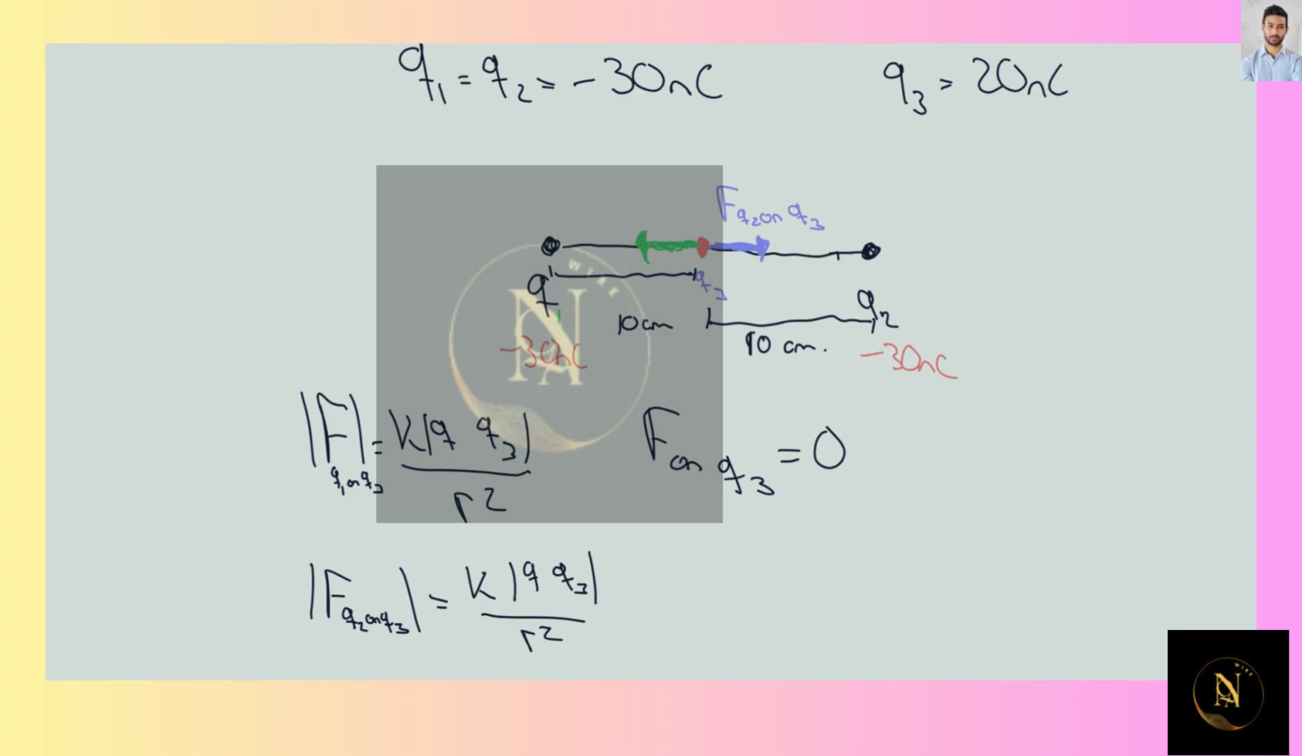Over here, let me just complete the magnitude of the force of Q1 on Q3, just to differentiate both of them. And these are going to be vectors. So directions are opposite, magnitudes are going to be the same. So the net force is equal to 0.